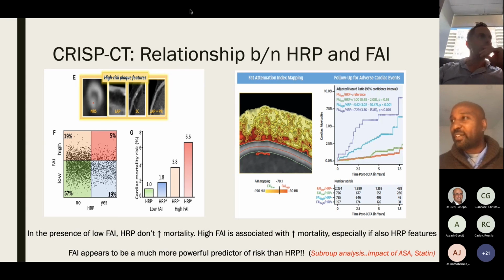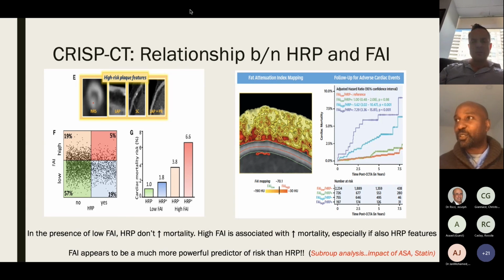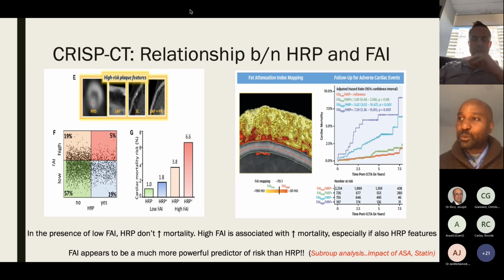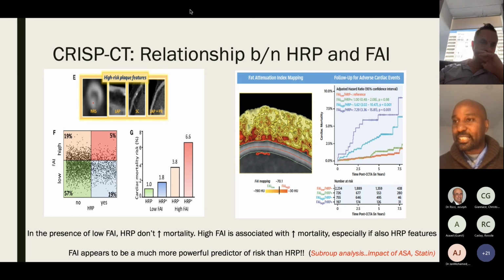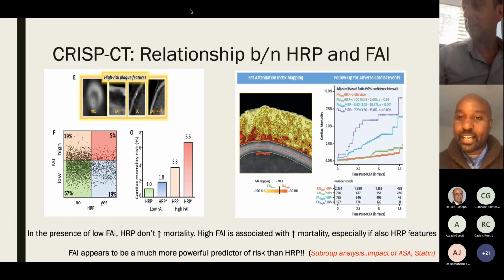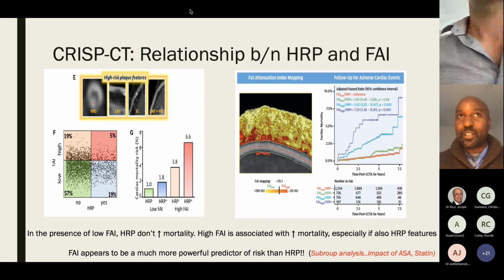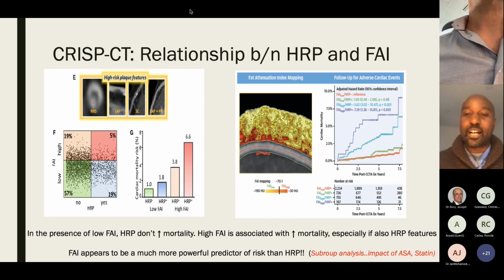So I think of it as a two-hit hypothesis. You've got to load the gun and pull the trigger. The gun's loaded with that high-risk plaque, but active inflammation is going to pull the trigger and cause the rupture event. And that's why I think FAI is driving the impact of high-risk plaque, because if your vessel's inflamed, then that thin cap fibroatheroma is likely more apt to rupture and cause an event.